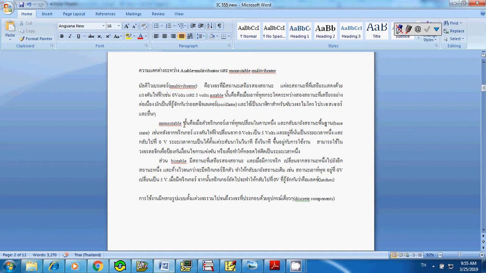For a monostable multivibrator, when the trigger occurs, the state changes for one period and then returns to the base state. For example, after the trigger, the voltage will switch from 0 volt to 5 volt, and stay there for a period of time, and then return to 0 volt again. That period can be in the range of nanoseconds to seconds, depending on the application, and it can be used in logic circuits to prevent race conditions, for example, like turning on a lamp for a period of time.